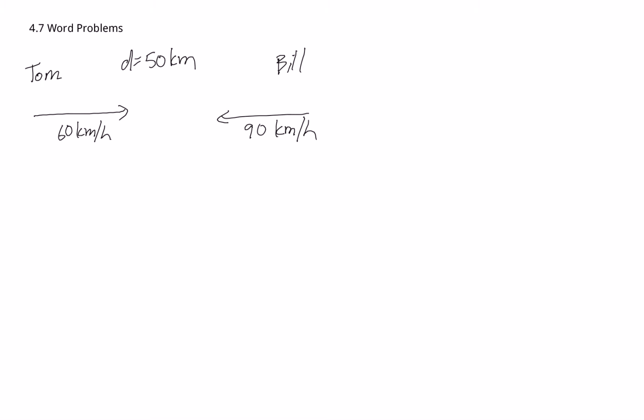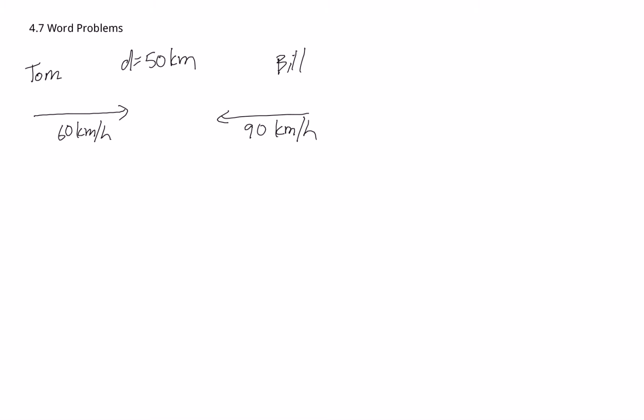So this first example I want to show you is we have Tom and Bill. They're 50 kilometers apart, and they're going to drive towards each other to meet. So Tom is going to drive 60 kilometers per hour, Bill is going to drive 90 kilometers per hour, and they're going to meet somewhere in between the two. So the question is where would they meet and how long it would take and those kind of things.